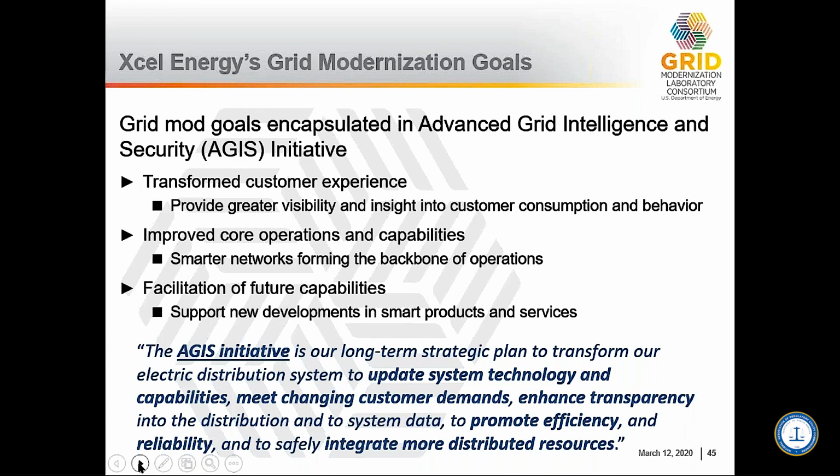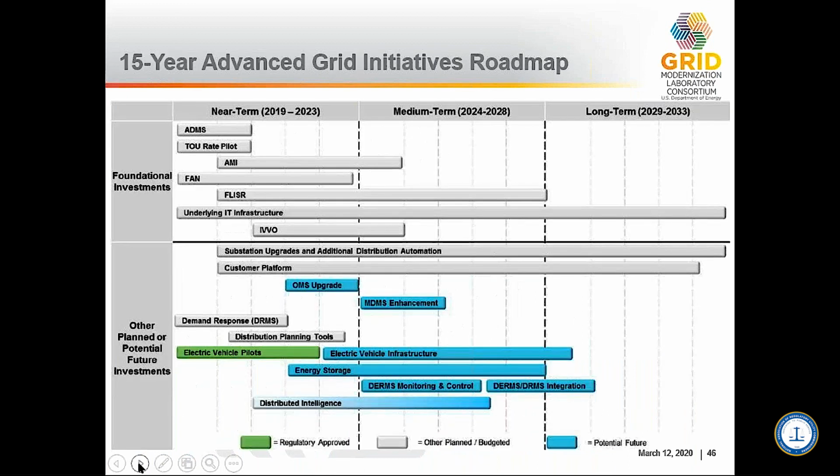The next slide shows the 15-year Advanced Grid Initiatives Roadmap, so-called AGIS. And the thing to note about this, I think Paul DiMartini may have showed this yesterday. The first 5 years of this includes the IDP, the so-called Integrated Distribution Plan. And you can see that the advanced planning tool is part of that. And then the things that are in blue, which tend to be the more potential future initiatives, will be incorporated over the next 10 to 15 years, which are more of the grid modernization technologies.